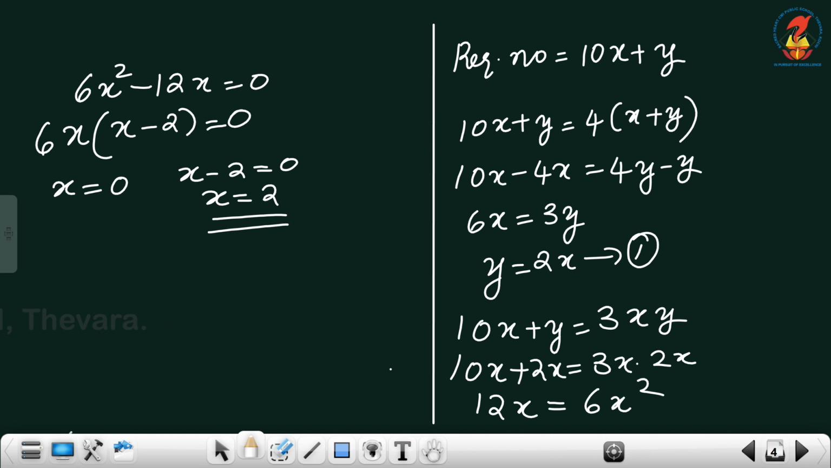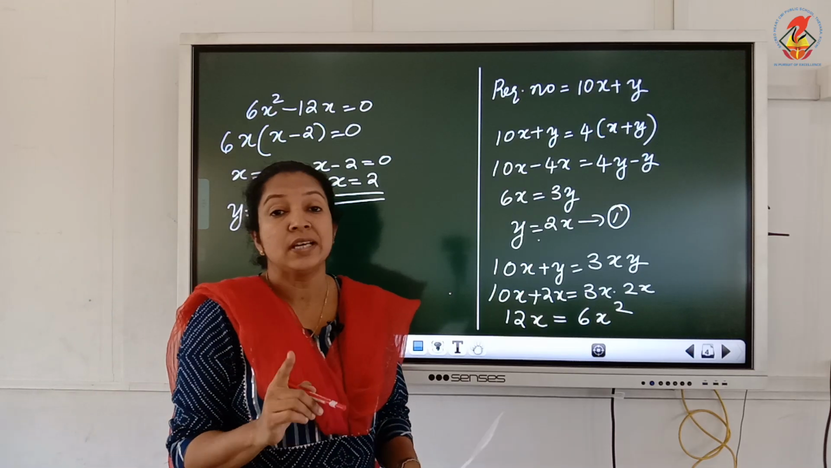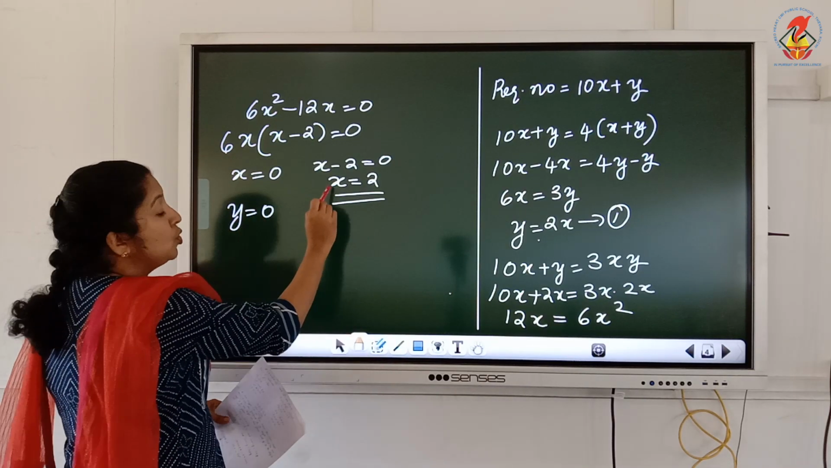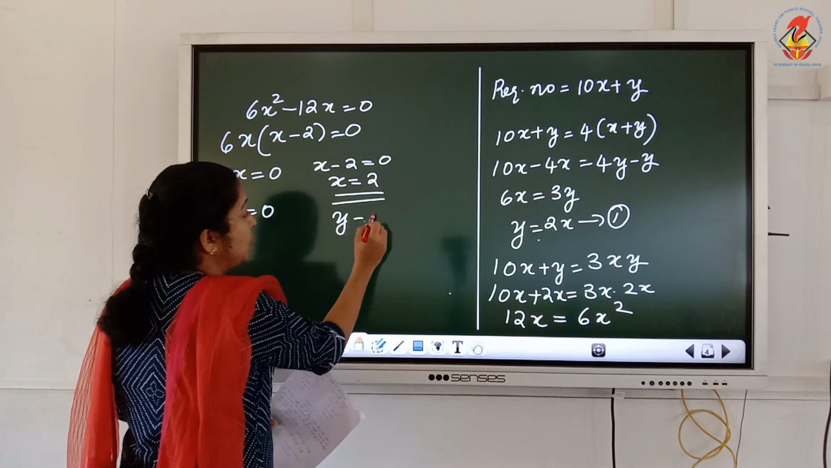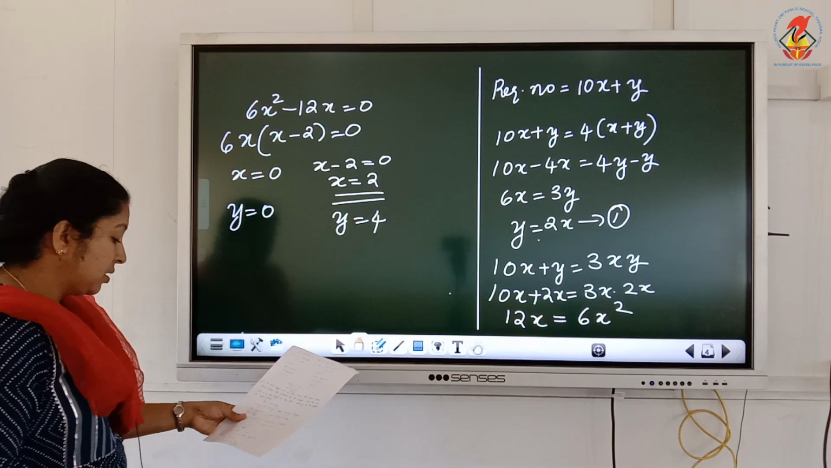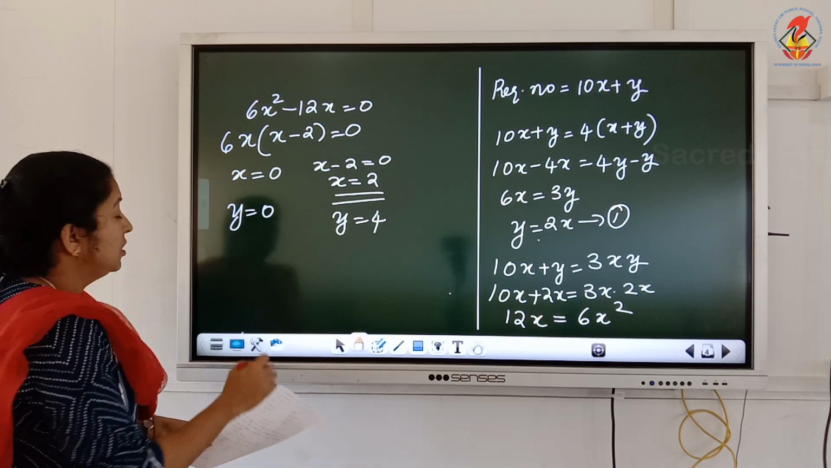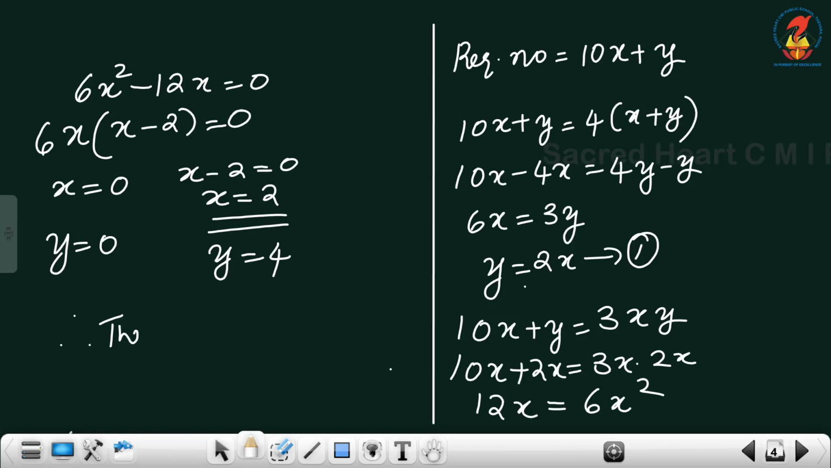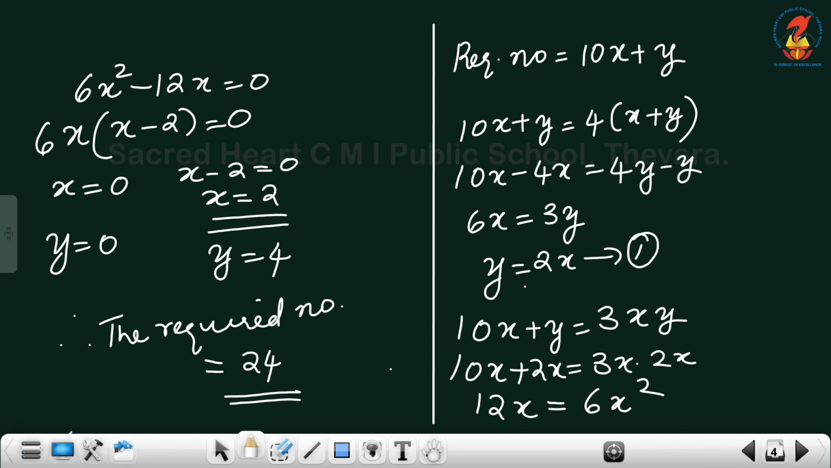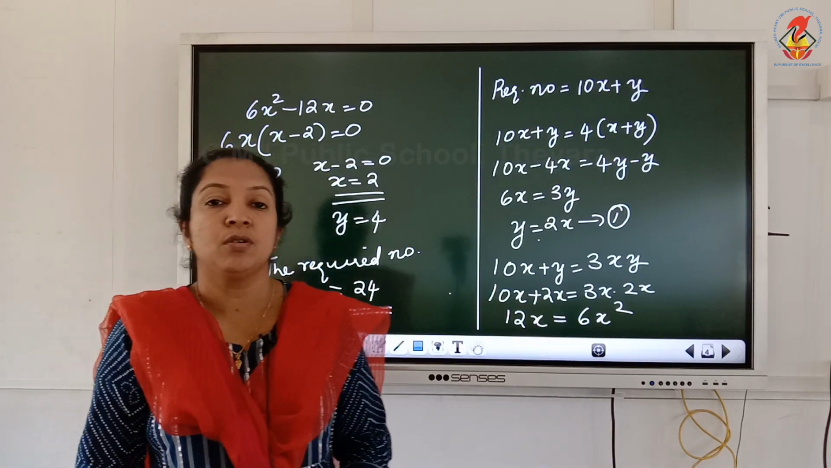So when x is equal to 0, what about y? y is also equal to 0. That is not possible because both the digits are 0. So when x is equal to 2, y is equal to 4. So what is the required number? Therefore the required number is 10x + y, that means 24. So the required number is 24.